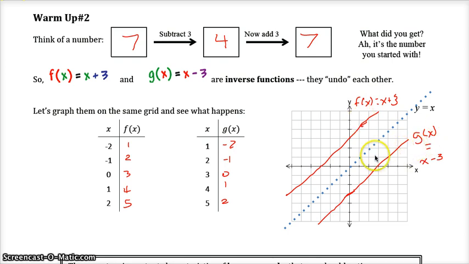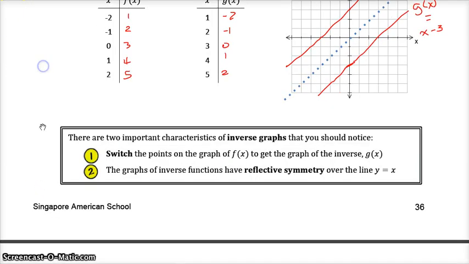We talked about this in geometry lessons recently, that when functions are inverses of each other, the two graphs end up being reflections of each other across the y equals x line over there.